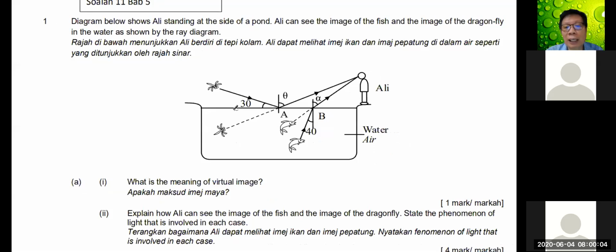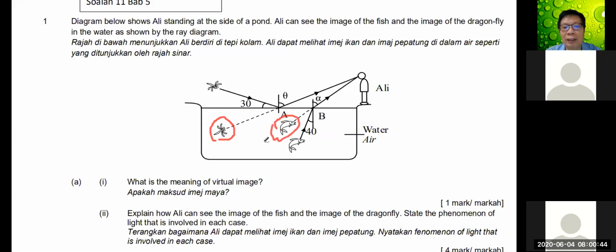This is from the last chapter, chapter 4 questions. Okay, the diagram shows Ali standing at the side of a pond. This is Ali, right? This is a pond now. Ali can see the image of the fish. The image of the fish is here, but he can see the image of the fish, and the image of the dragonfly, okay? The dragonfly is here, but he also can see the image. This is the image of the dragonfly. This is the image of the fish.